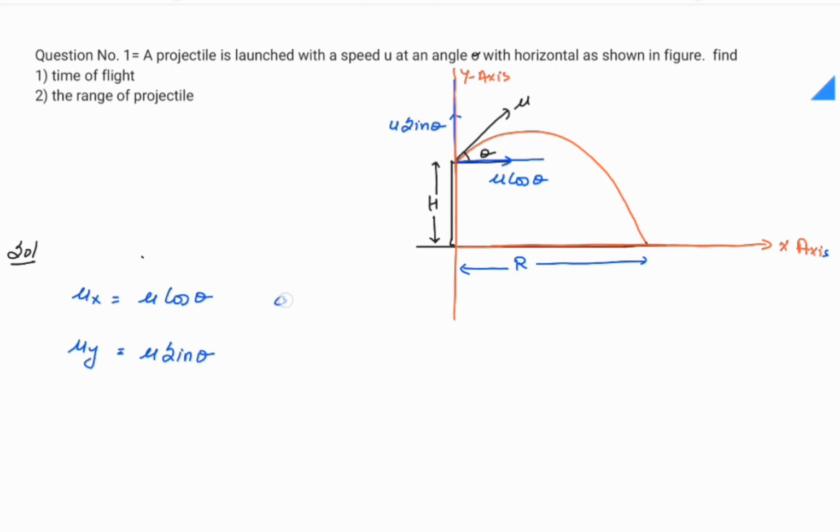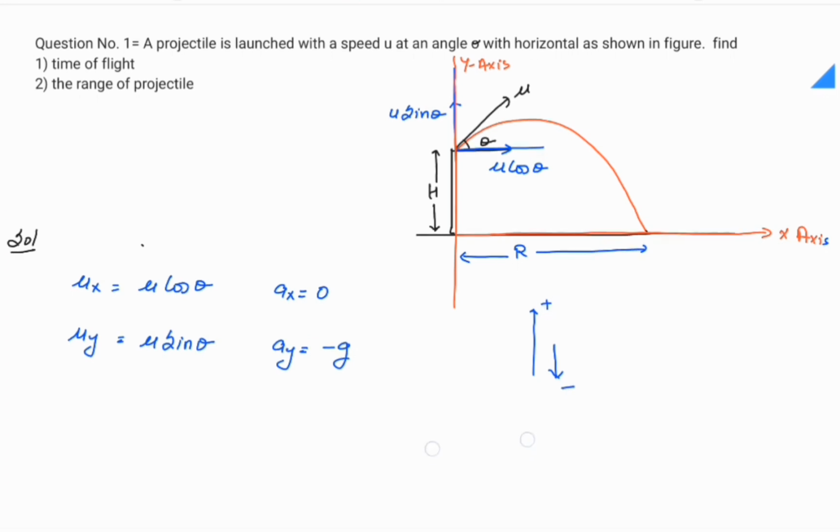Okay, what is the acceleration in the horizontal direction? We know it's going to be 0. And what is the acceleration in y, in the vertical direction? This is going to be minus g, because we know the gravitational acceleration works downward. As per our sign convention, we are taking upward as positive and downward as negative. That's why I'm writing minus g.